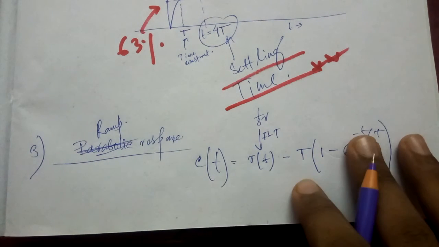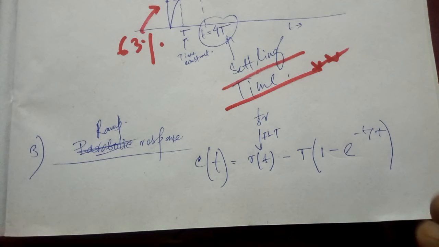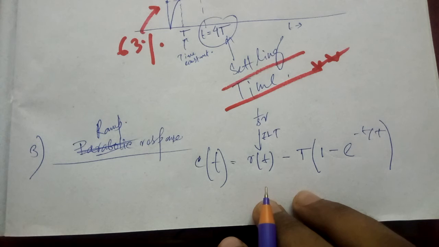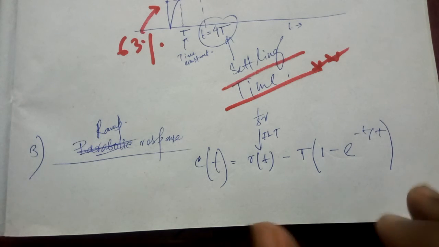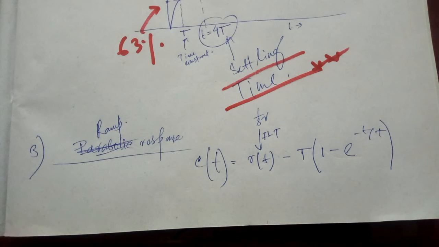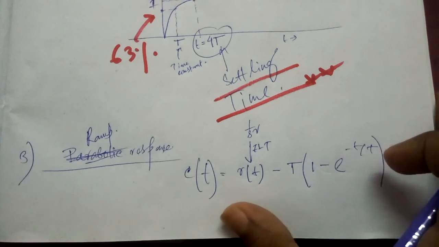So from the responses we can draw the output plot, and you will see that for an unbounded input you will get an unbounded output. Through the response we can comment upon the system and its stability. This is the actual utilization of it.